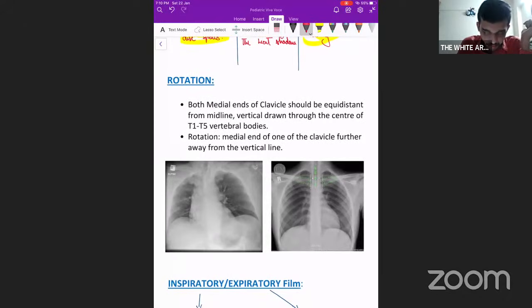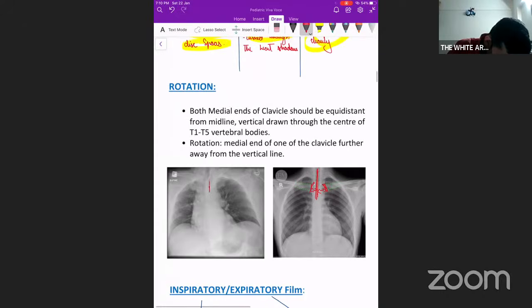So a rotated film, whether it is a correctly placed, centrally placed film, or rotated, the way we tell is we draw a midline over here and look at the ends of the clavicles. If the ends of the clavicles are equidistant from the midline, that means it is not rotated. It is a centrally placed X-ray. It is a good quality X-ray, and you can go ahead and confidently comment about it.